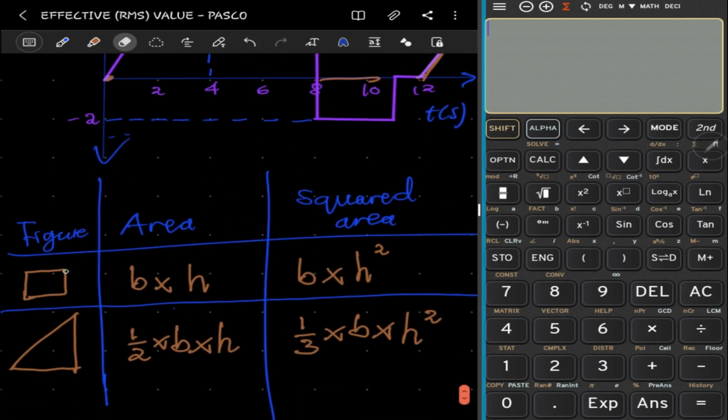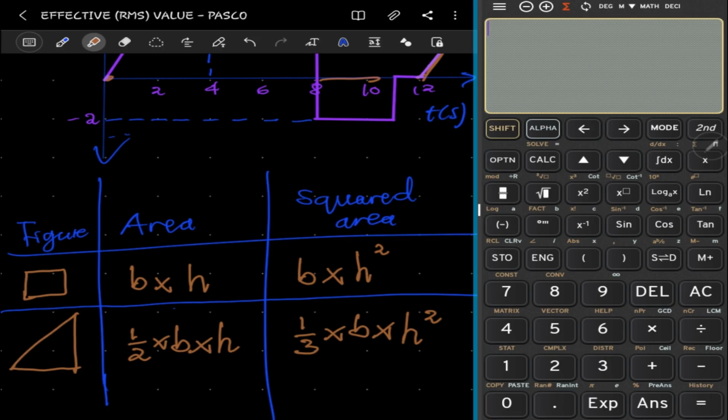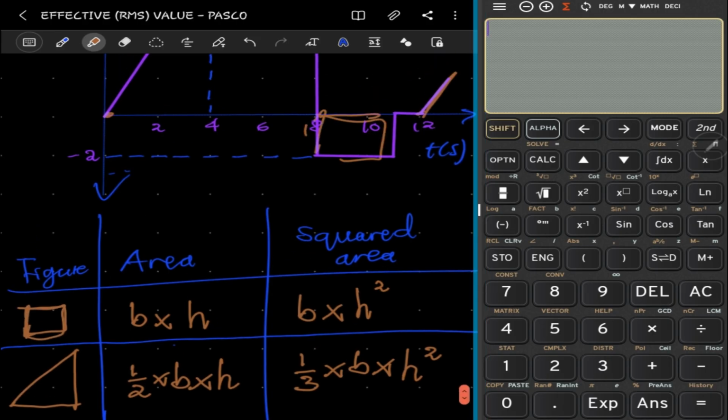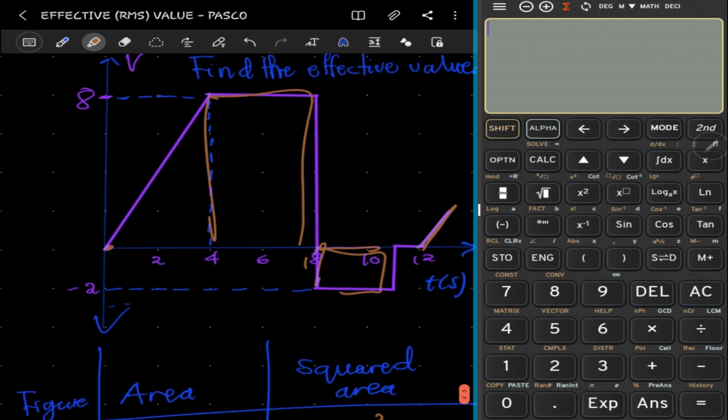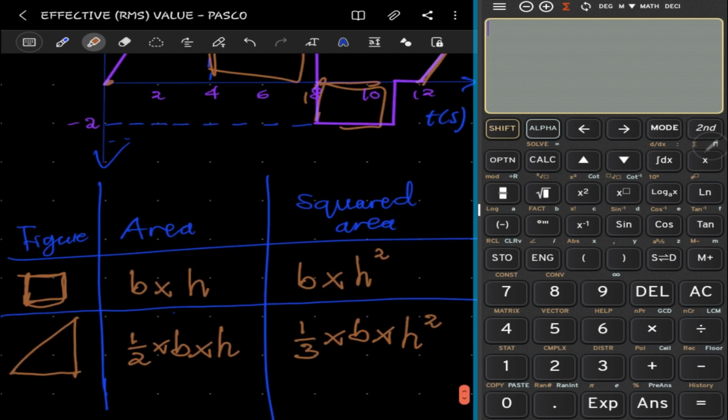When we have a triangle, a square, or let's say a rectangle, the area under that graph or waveform is basically just base times height. When it comes to the squared area, the base remains the same, and the height is squared. So this one changed from 1 to 2 here, as we see.